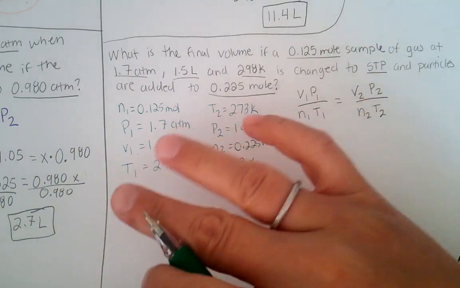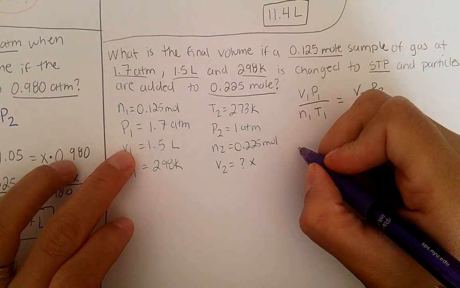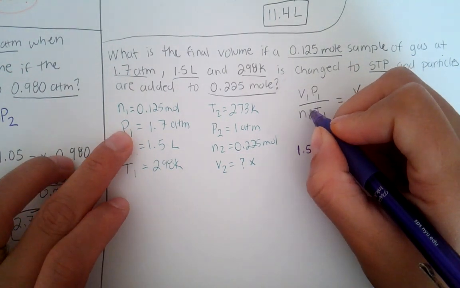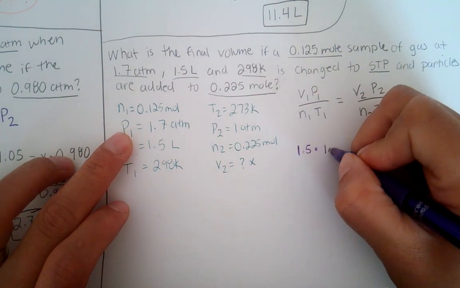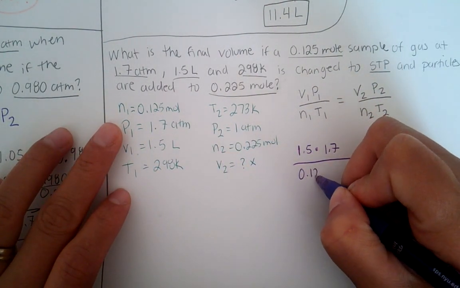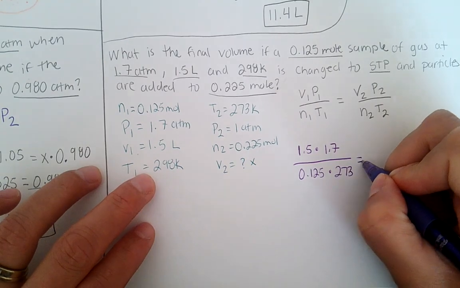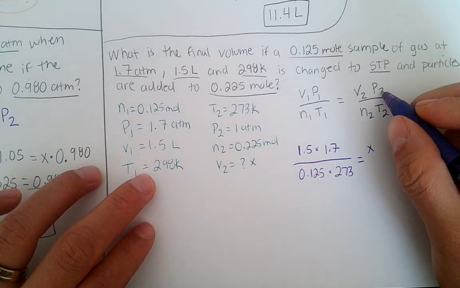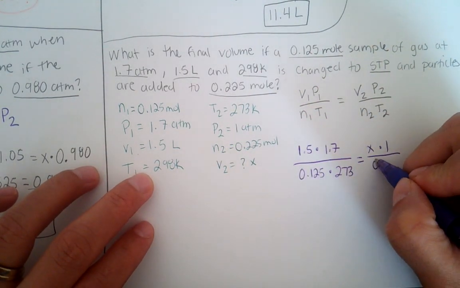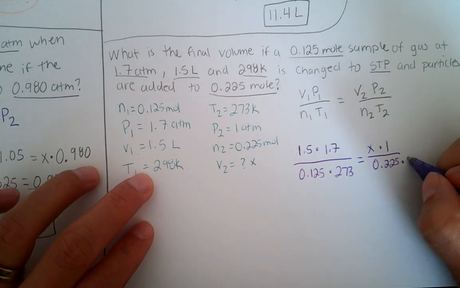Okay, so let's fill all of these numbers in for our equation. So V1, we have 1.5. That's going to be multiplied by P1, which is 1.7 atm, all over N1, which is our 0.125, times T1, which is our 298. All of this is equal to V2, which we don't know, times P2, which is 1 atm, all over N2, which is 0.225, multiplied by T2, which is 273.